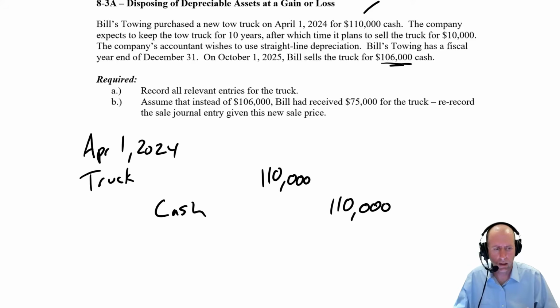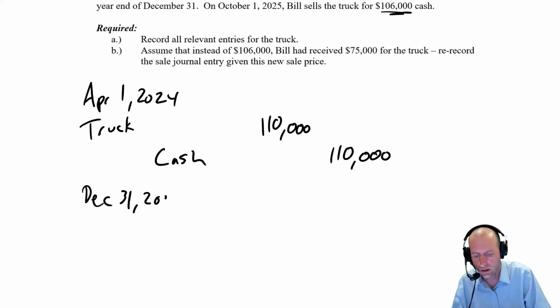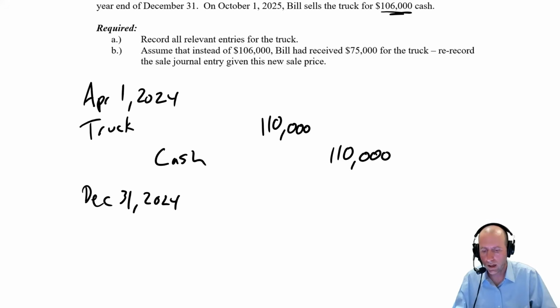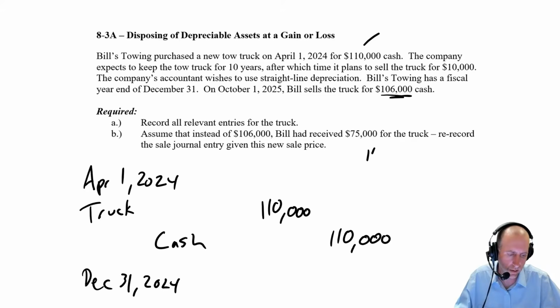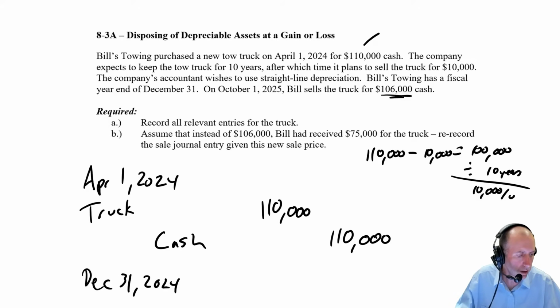Okay, that was April 1st. Next. The next relevant date is, well, we sell it in October 2025, but I guess we have a fiscal year end in between. So let's depreciate up to our fiscal year end of December 31st, 2024. And we got to figure out how to depreciate this truck. So I have a $110,000 truck minus a residual value of $10,000 means the depreciable cost of my truck is $100,000. I'm going to depreciate this truck over 10 years, straight line. So 100,000 divided by 10 is $10,000 per year.